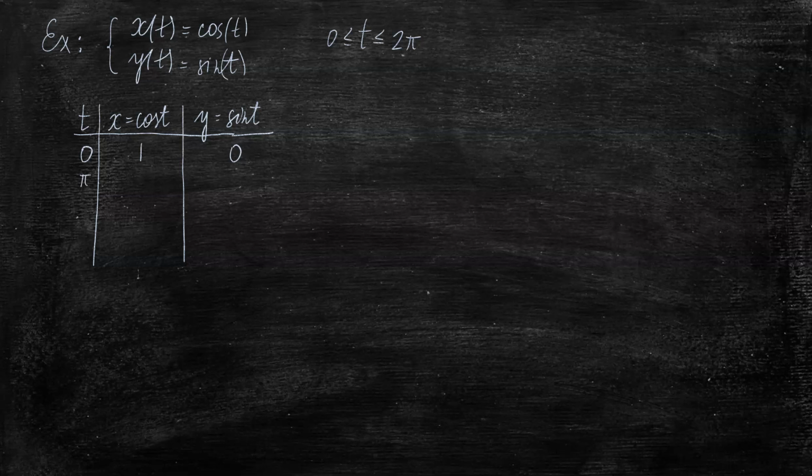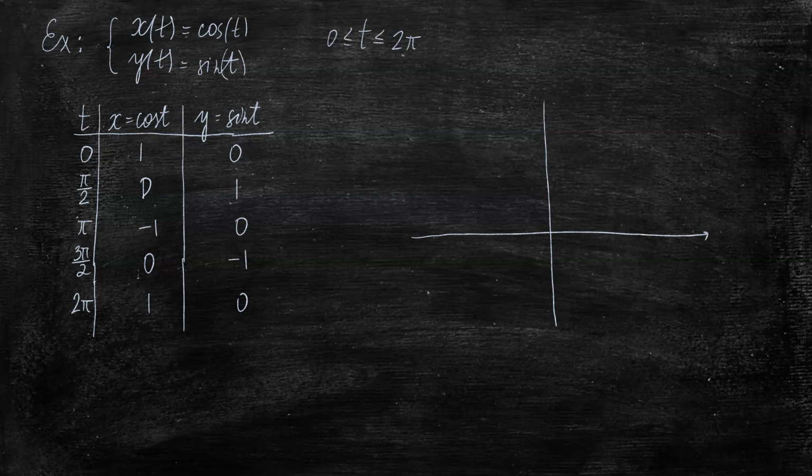Let's move on to pi over 2. Let's go to pi, and let's go to 3 pi over 2. And let's go to 2 pi, and if you recognize the pattern, then you'll be able to sketch the curve. So what do we have so far?